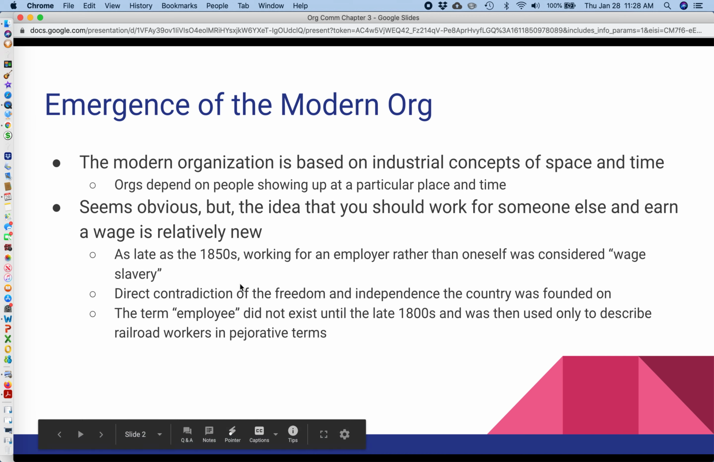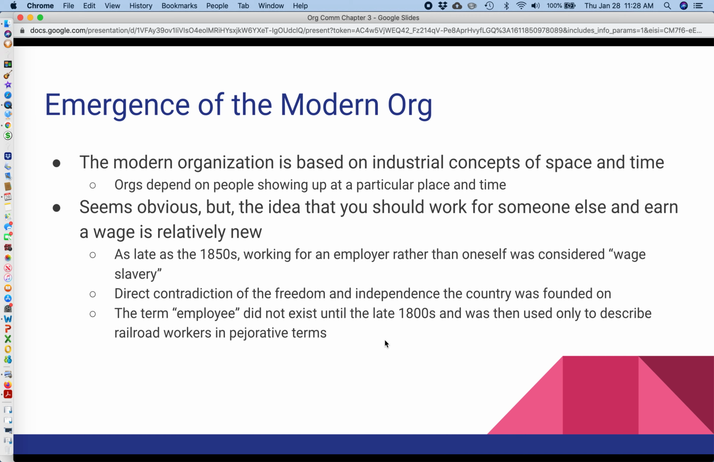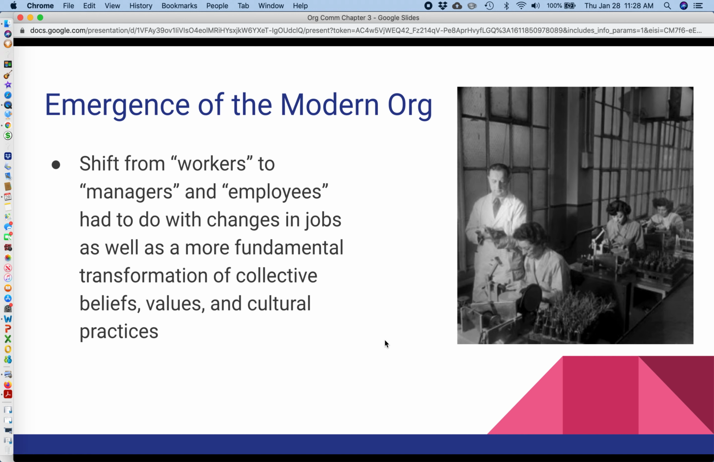And so what we find is that the term employee, for example, didn't even exist until the late 1800s. And when it was used then, it was only used to describe railroad workers, people who worked on the railroad, and in pejorative terms. That means it was a bad way of talking about people. So to be an employee in the late 1800s meant that you probably worked for the railroad, and people looked down on you because you didn't work for yourself. You worked for an organization.